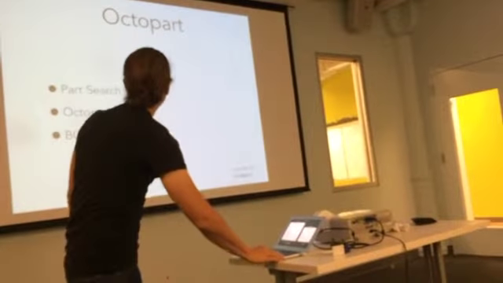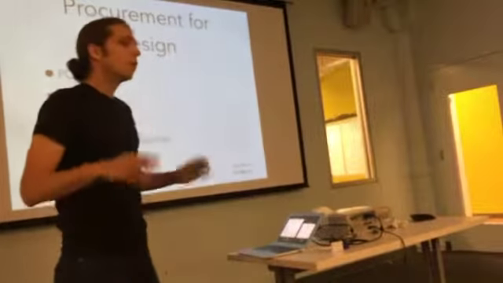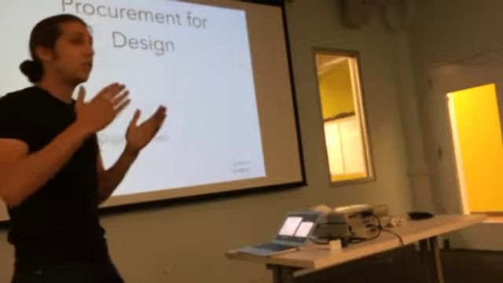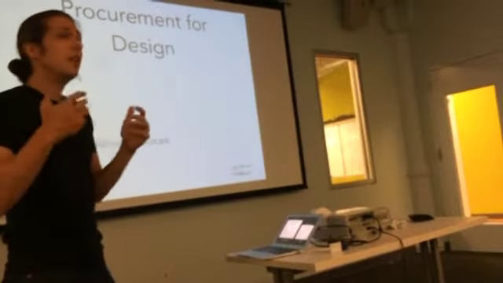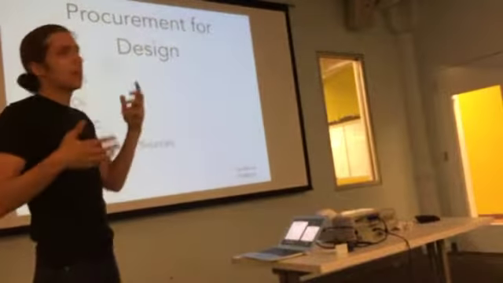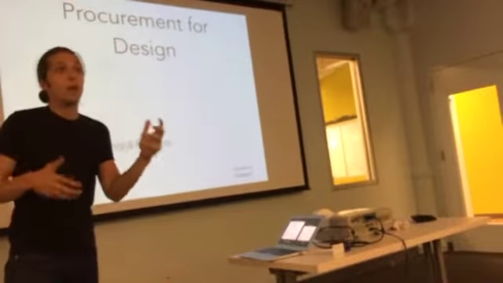Okay, so I talked about Octopart. So I'm going to run through a couple things to think about when you're doing procurement and part selection at different stages in the product development lifecycle. So when you're in the design phase, you want to make sure that the parts that you're designing in are going to be around when you want to order them later.